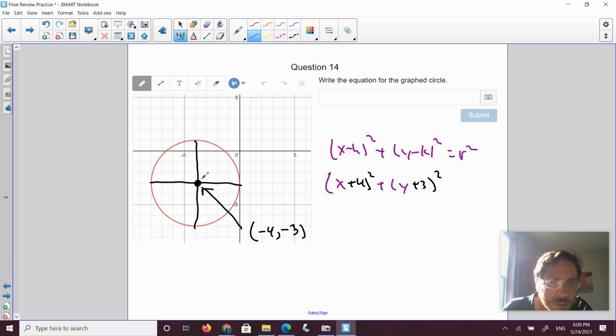We still don't have the radius yet, but we can count to get the radius. So in this case, 1, 2, 3, 4. The radius is 4. So we can say equals 4 squared. You can say 16 if you want to say equals 16. It doesn't matter in this case.